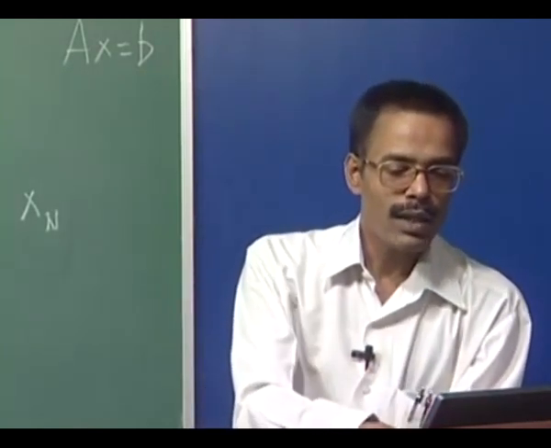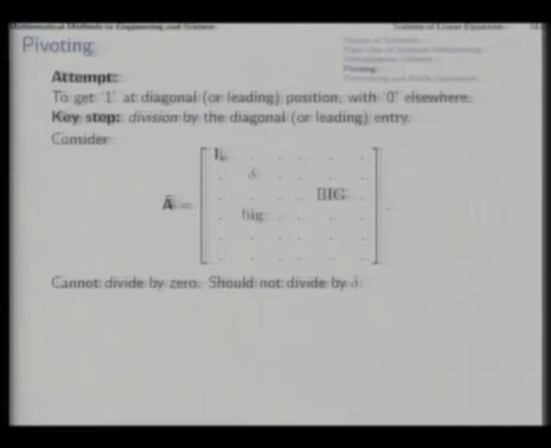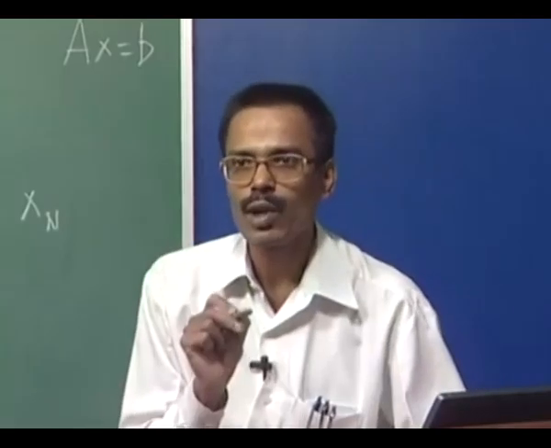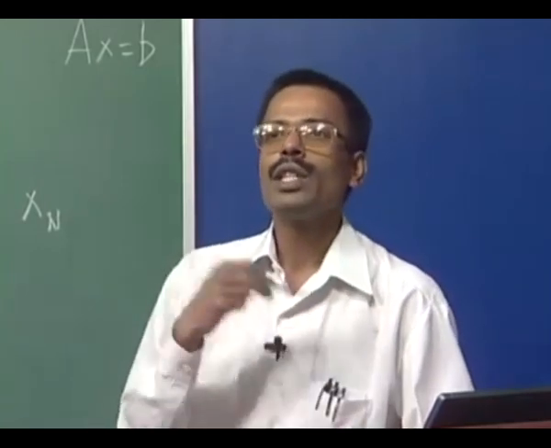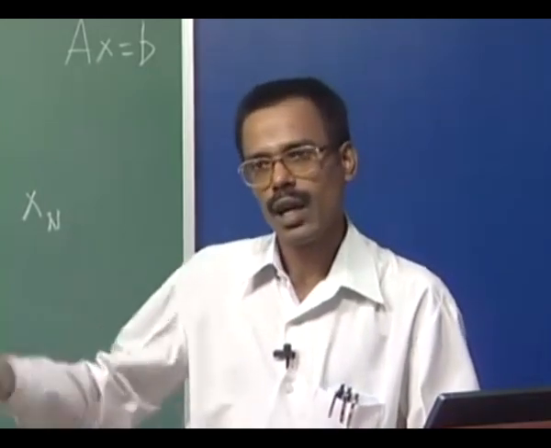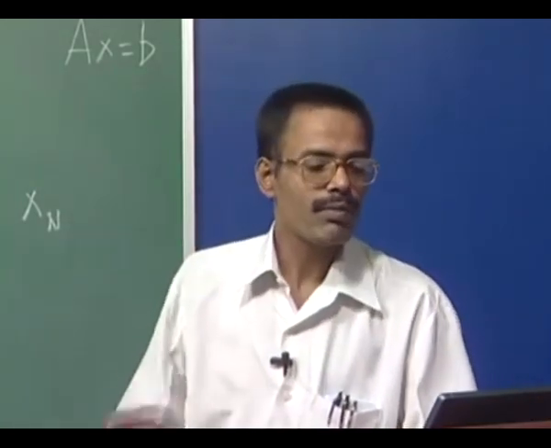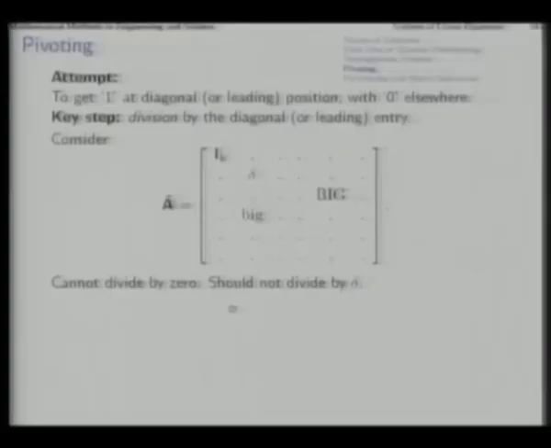So, in that case, we should not divide by delta. Why do we say we should not divide by delta? Because division by very small numbers may lead to numerical errors in a large computational program. So, we cannot divide by 0, and we should not divide by delta, that means by a small number.